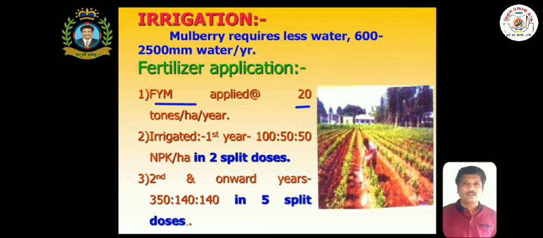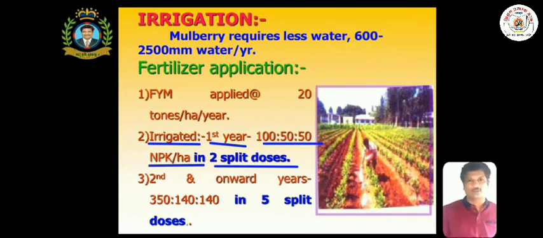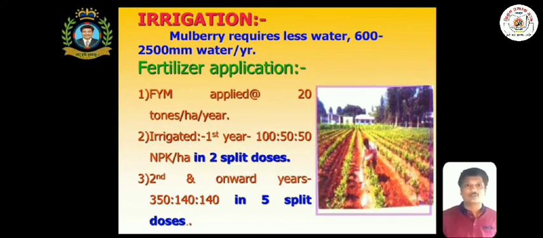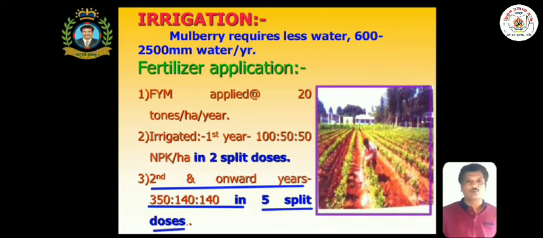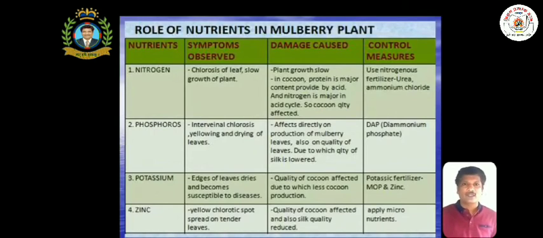The fertilizer application dose should always be maintained for high nutritional growth of the leaf. FYM should be applied initially at a rate of 20 tons per hectare per year, whereas in case of irrigated cultivation, a first dose of 100 by 50 by 50 NPK per hectare should be given in 2 splits, whereas from the second year onwards, 350 by 150 by 150 NPK per year should be given in 5 splits. The above chart shows the nutritional value of the mulberry plant.